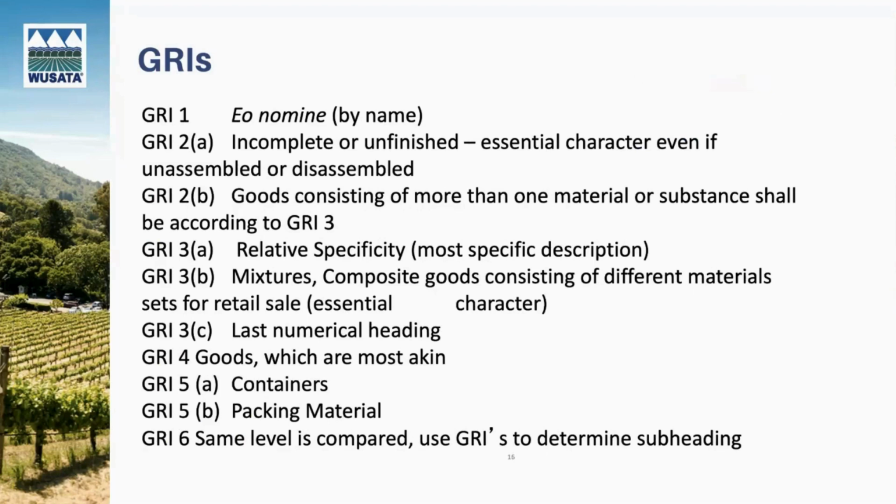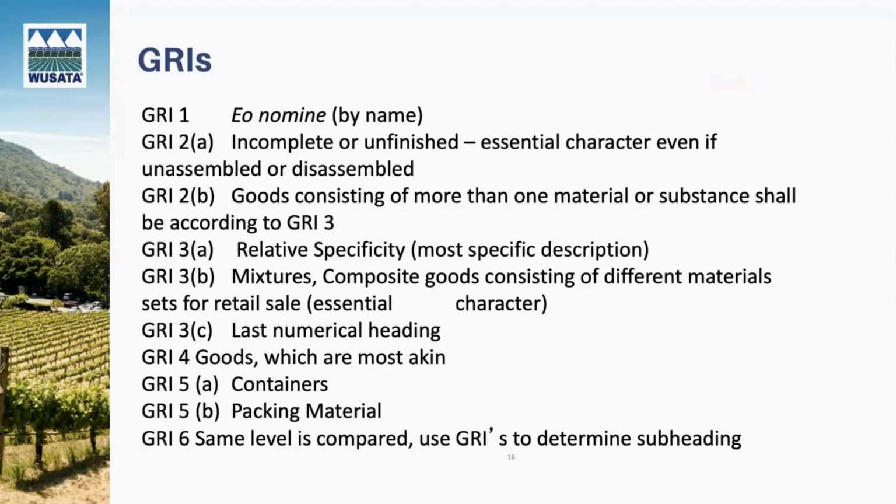These are the GRIs, called the General Rules of Interpretation. Basically, every importer who assigns an HTS code for their item needs to be aware of this and follow this. Or your customs broker could do it. I'm sure they're aware of this.